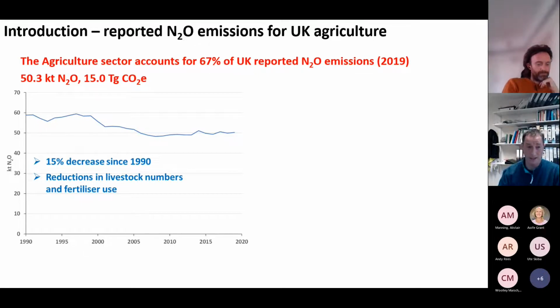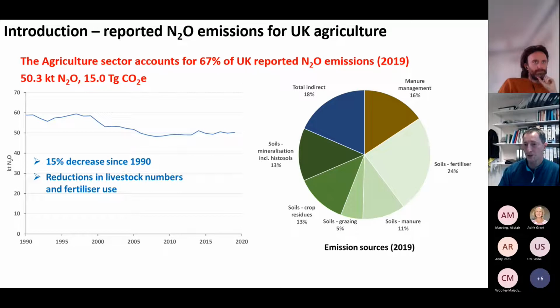We can see that's declined. The agricultural emissions have declined by about 15% since 1990, and that decline is pretty much entirely due to reductions in livestock numbers and reductions in nitrogen fertilizer use. And we can look at the different sources within agriculture where those emissions are coming from. And so we've got about 16% coming from manure management, that's livestock housing and manure storage.